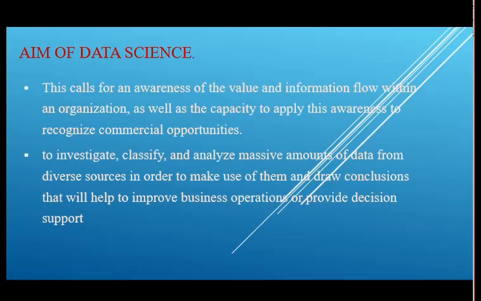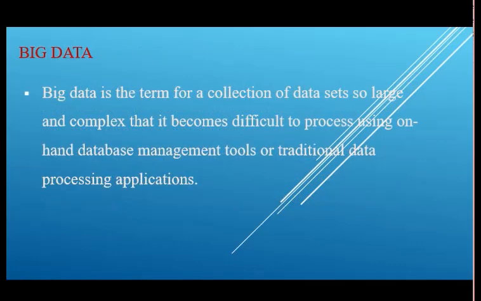So now we have seen data science and the aim of data science. So next, what is big data? Why do we need big data? What makes it different from data science? How do data science and big data relate, and also the aim of data science. This is all. So what is big data?